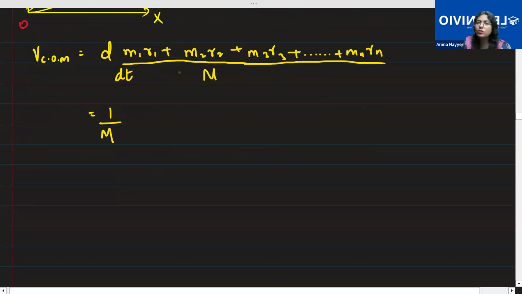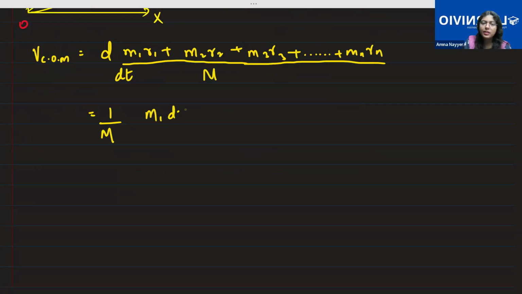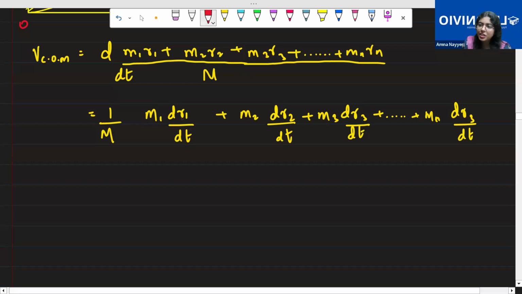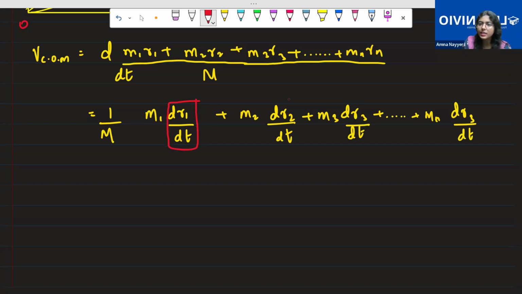Now see, individually also the masses will be taken out. m1 dr1/dt plus m2 dr2/dt plus m3 dr3/dt up till nth, dr_n/dt. Now look, whenever you have position divided by time, that gives you velocity. So this becomes the velocity, this becomes the velocity, this becomes the velocity.